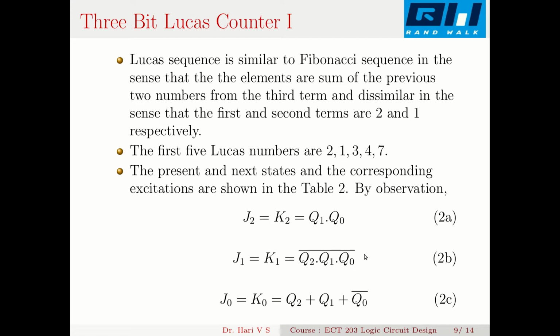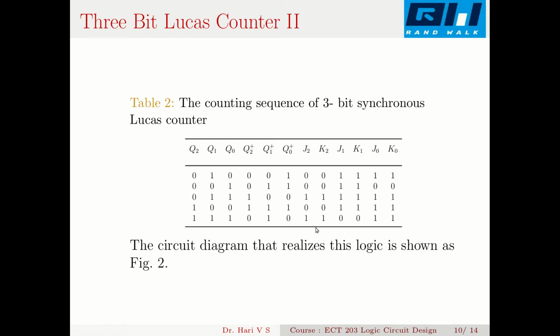Now once that is done, we have to design J2 and K2. If you look closely at J2 and K2, you can see that in 2 cases it becomes a 1. During that time both Q1 and Q0 are high. Here also Q1 and Q0 are high, and here also. Everywhere else one of Q1 or Q0 is low. So I can easily say that J2 is the same as K2, that is equal to Q1 and Q0.